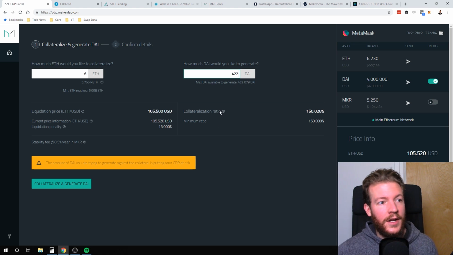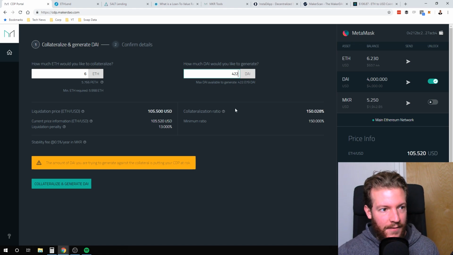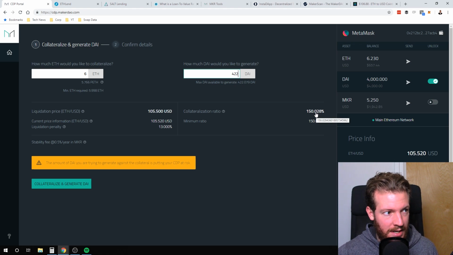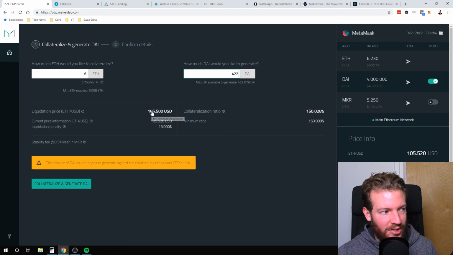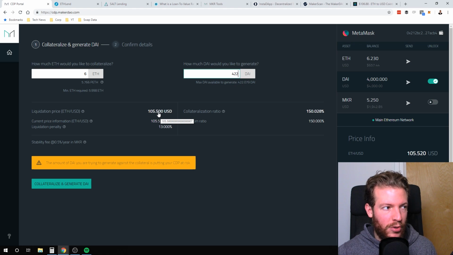And what does that mean? That means that I only have a 150% collateralization ratio. Actually, in this case, 150.028%. And when you look at that, there's this thing called a liquidation price. What that means is that if Ethereum goes below this price, my collateral can be liquidated, and I would pay a liquidation penalty and my collateral would be liquidated.